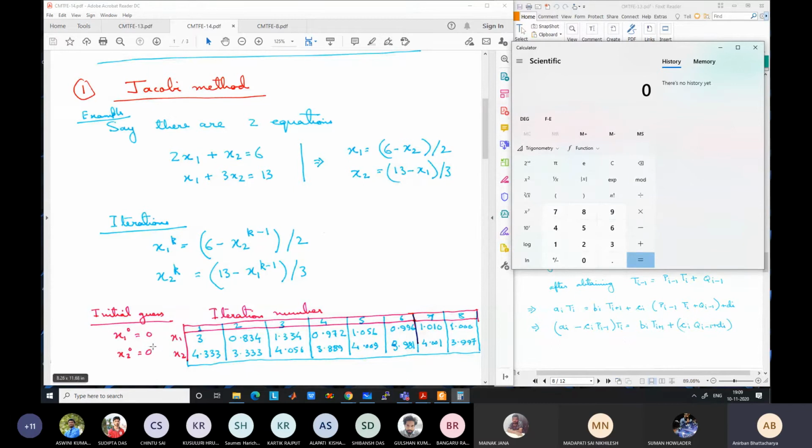Okay, but so these are the equations. This is my iterative method. So let us start with some value. You can start with any guess value.